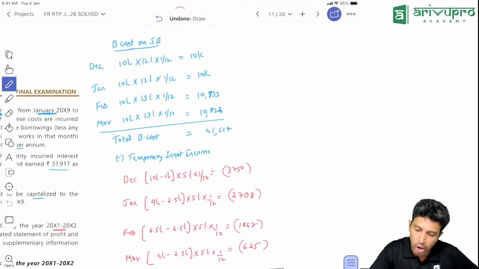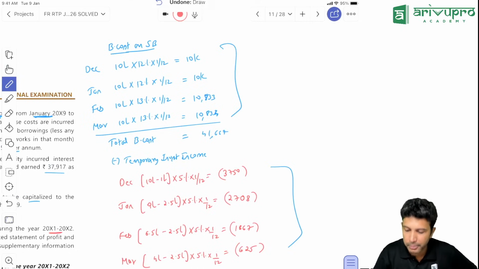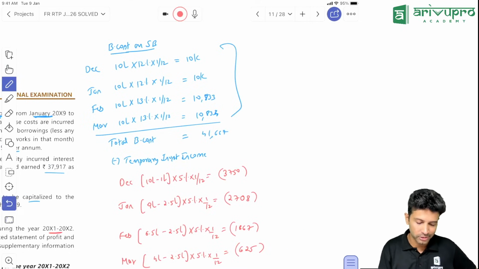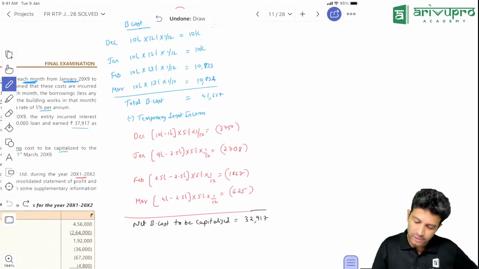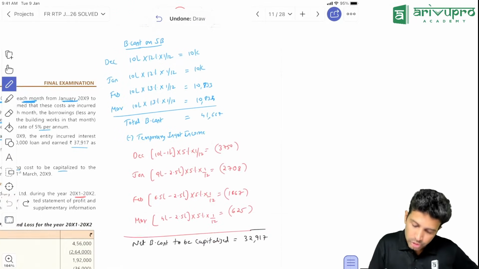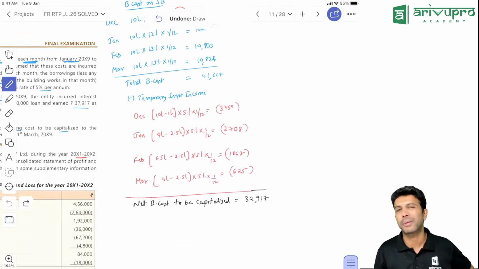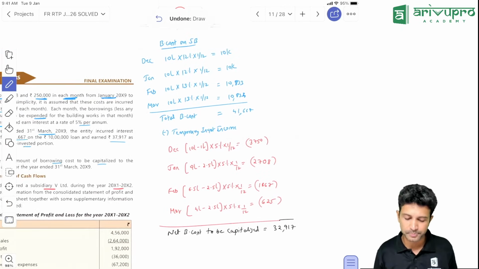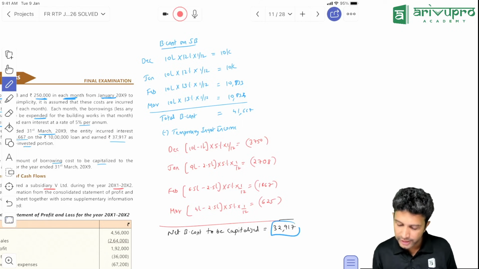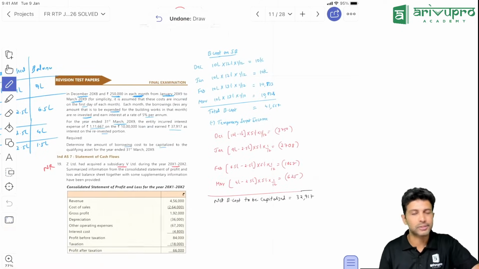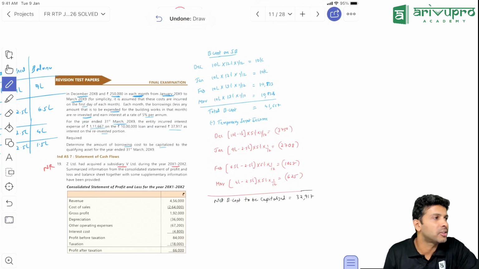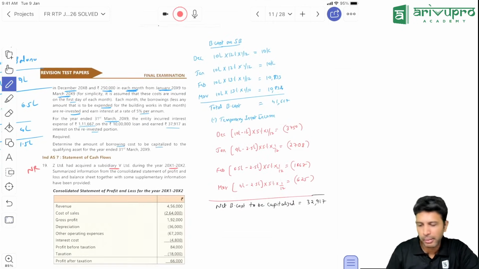This is the borrowing cost for 4 months. This is your temporary investment income for the same 4 months. This you can capitalize, this you need to adjust. So from this number, if you reduce all this, you will get the net borrowing cost to be capitalized. That's the whole funda of this question. So this is the net borrowing cost which will be capitalized. Easy, people. Good question. Simple but good one.